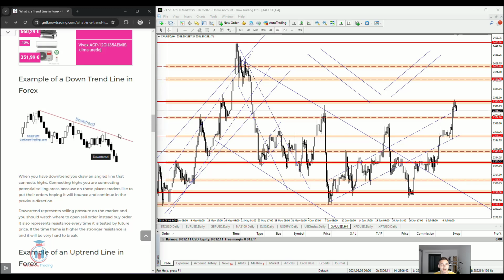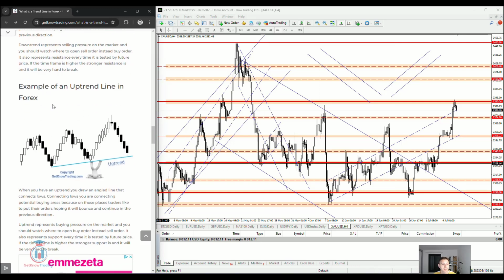Whenever the price touches, it respects these trend lines, and gold against US dollar respects them. But we have some other symbols, for example Euro USD, that respect these trend lines much more accurately. So you need to see which symbols are respecting trend lines, and that means the levels where these trend lines are crossing, and some of them are good, some of them are bad.